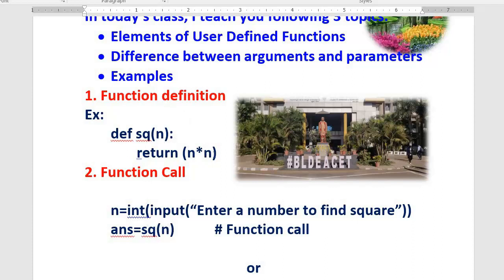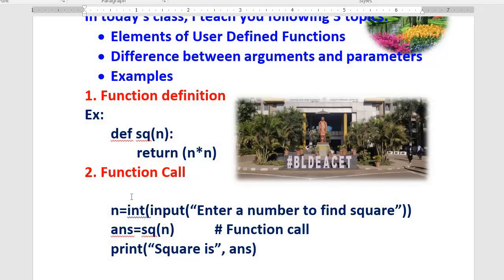Then it multiplies with n only, twice. It gives the result back. That will be stored in the answer. That one you can print. You can show the result. Just I go for print. Afterwards I type square is. Okay. Where is the answer? In the answer variable. This is what we call function definition.